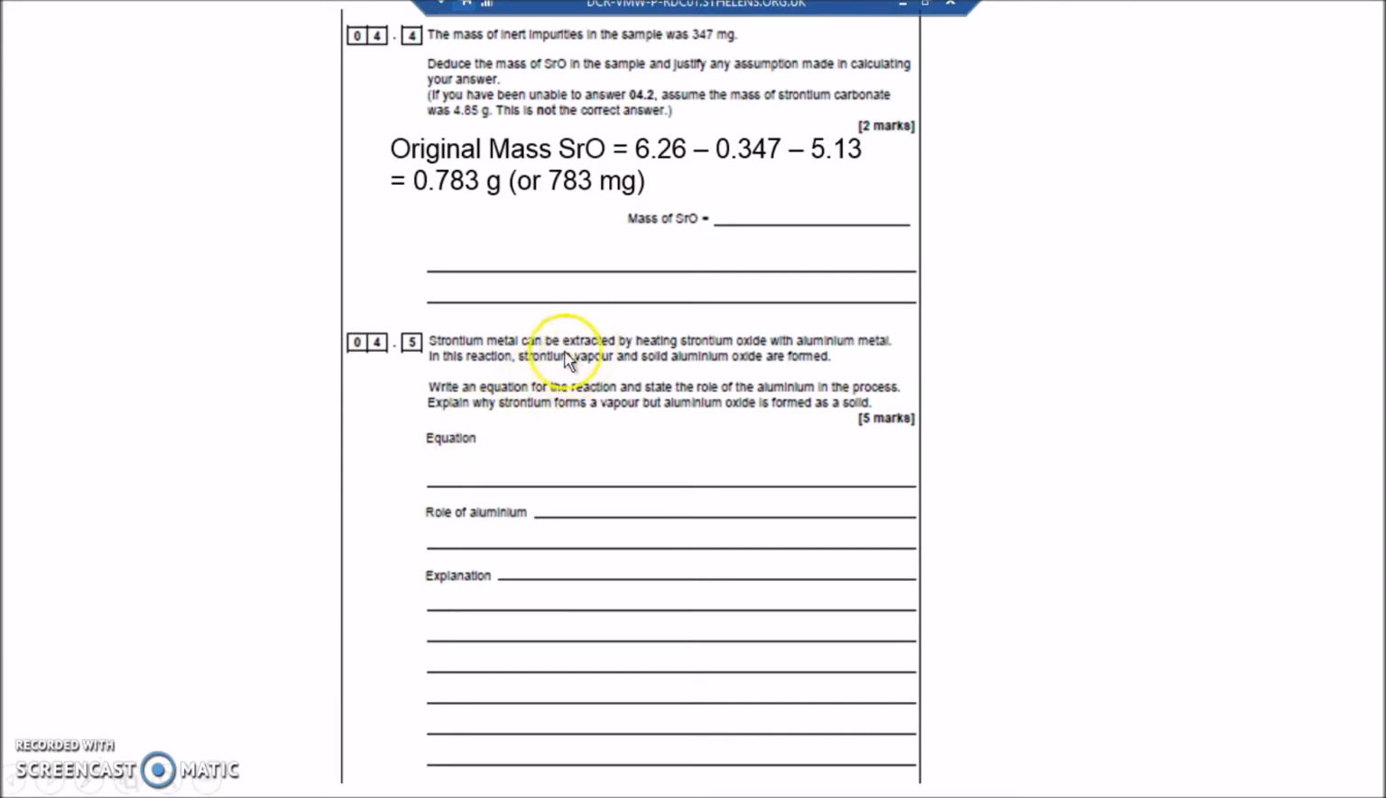Strontium metal can be extracted, that means taken out, by heating strontium oxide with aluminium metal. In this reaction, strontium vapour, so a gas, and solid aluminium oxide are formed. Write an equation for the reaction and state the role of the aluminium in the process. Explain why strontium forms a vapour but aluminium oxide is formed as a solid.